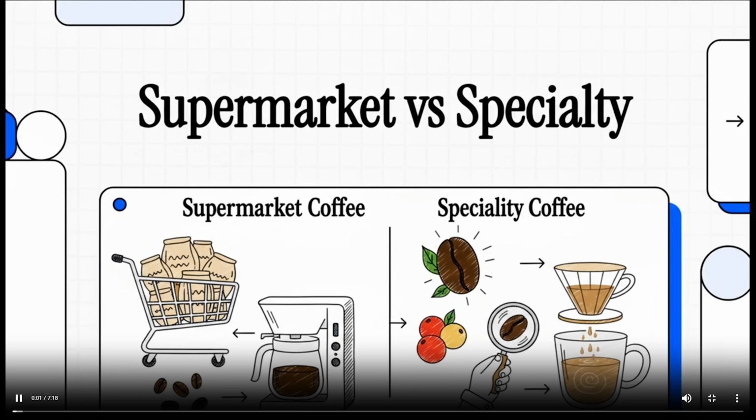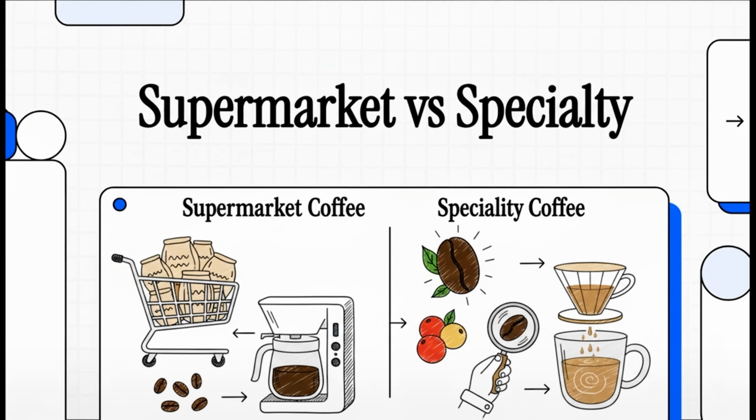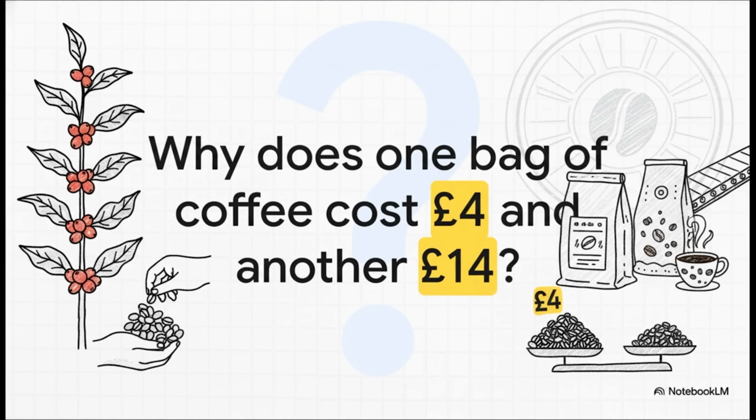Hey everyone, and welcome. We're going to get right into it today and talk about coffee. Specifically, what is the real difference between that standard bag of coffee you grab at the supermarket and one of those fancy premium bags? Let's break it down. So you've been there, right? You're standing in the coffee aisle, you see one bag for 4 quid and another for 14, and you think, what's going on here? Is it just fancy marketing?